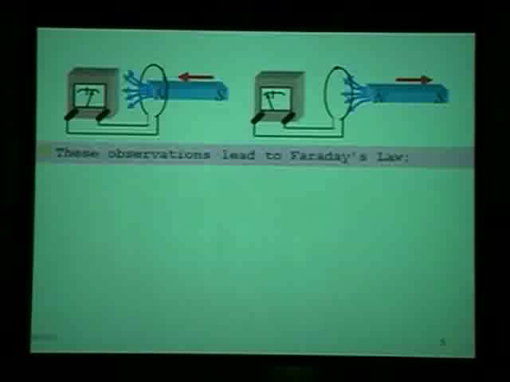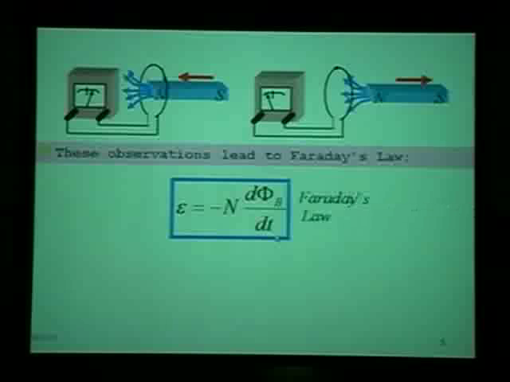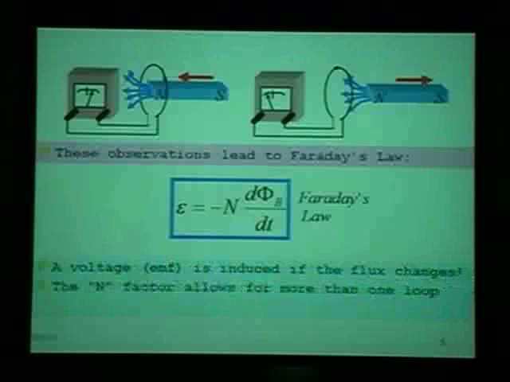All these observations lead to what is called Faraday's Law. And it looks like this. The EMF induced, or otherwise the voltage induced, is equal to the negative number of turns in the coil times the change in flux over the change in time. Change in magnetic flux over the change in time. So the voltage induced is equal to the negative number of turns times the change in magnetic flux over the change in time. Faraday's Law: a voltage is induced if the flux changes.